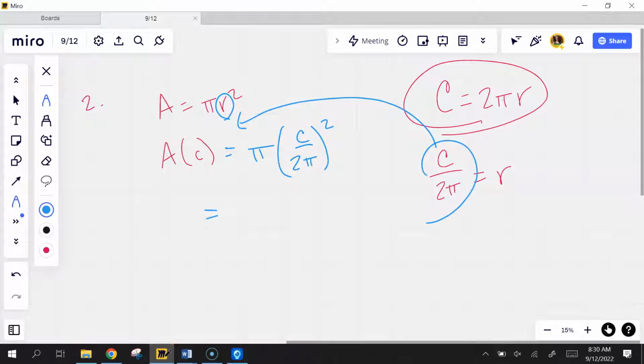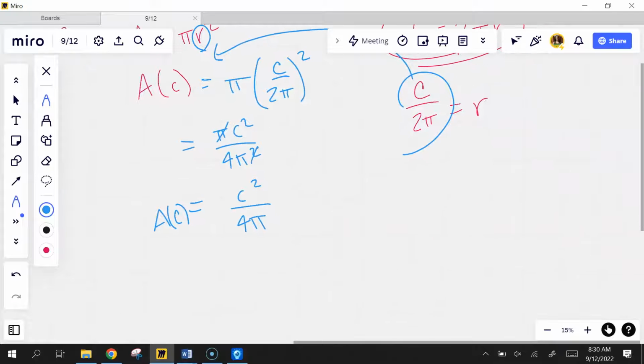which would be pi c squared over 4 pi squared. I can take out one of those pi's and get c squared over 4 pi. So area as a function of circumference would be circumference squared divided by 4 pi. This, because this whole thing is squared, c over 2 pi, so the top and the bottom is squared.